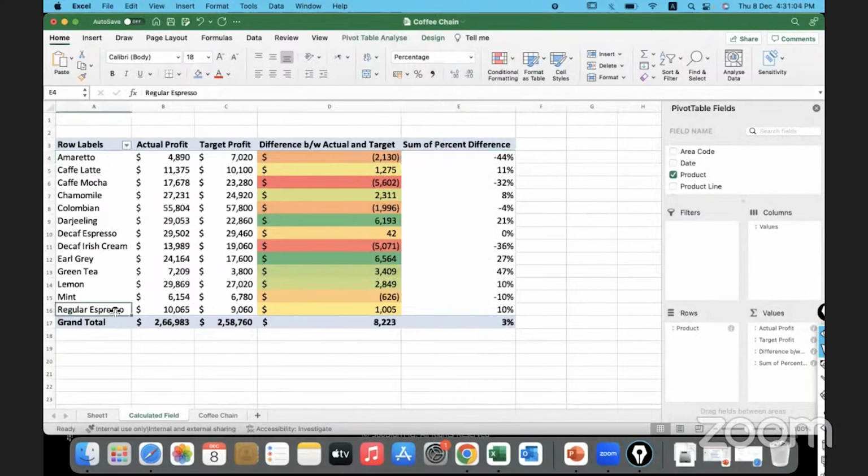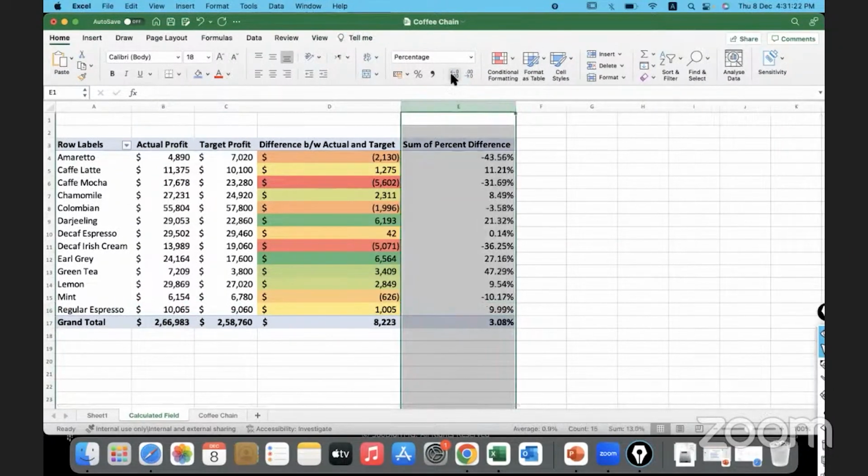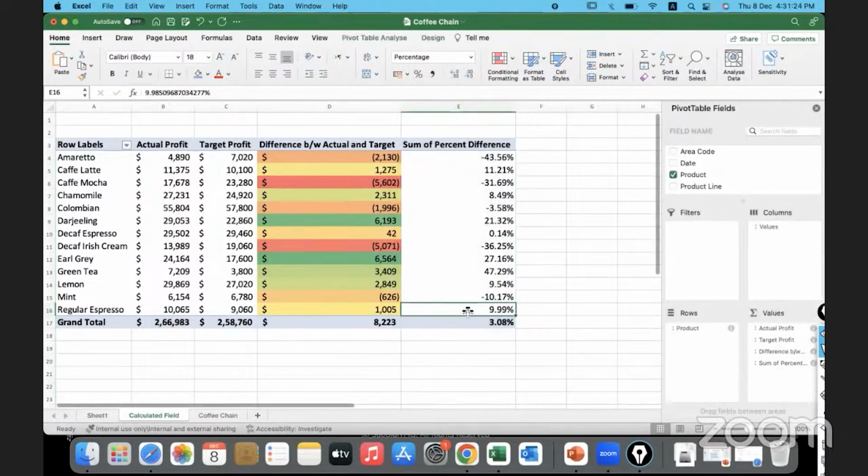Now look at regular espresso. What is the target? 9,060. How much did it achieve? 10,065. Means by 1,005, it has gone above the expectation, which is nearly 10%. To be very precise, 9.98%. If you want to be precise, you can increase the decimals. Okay, it is almost 9.99% that we have gone above the target.